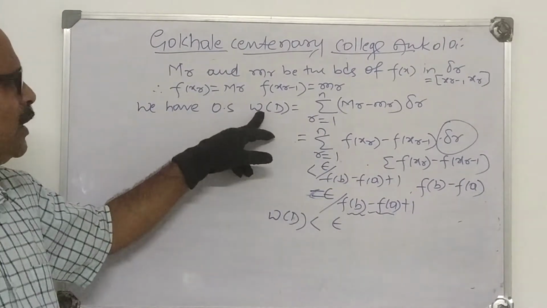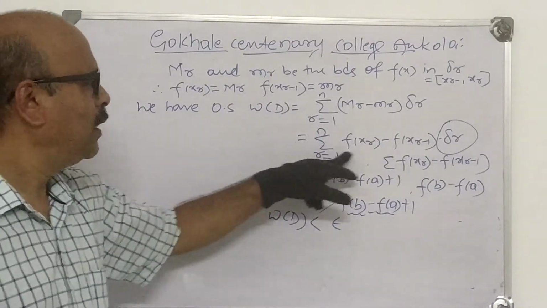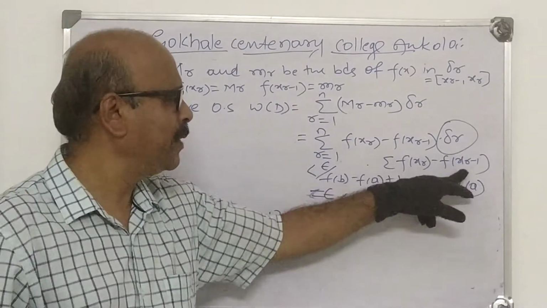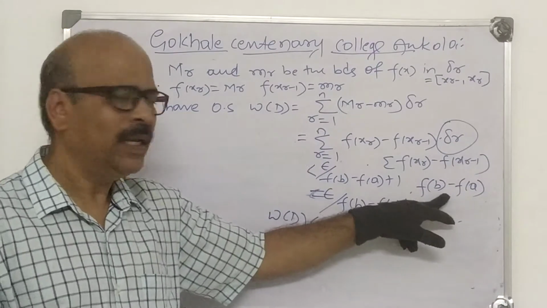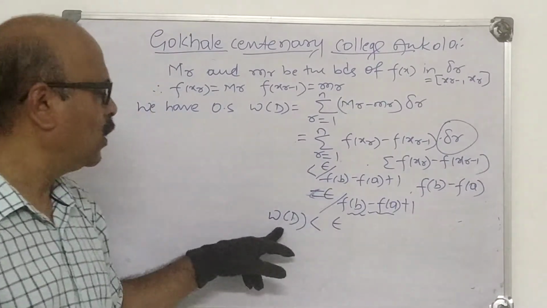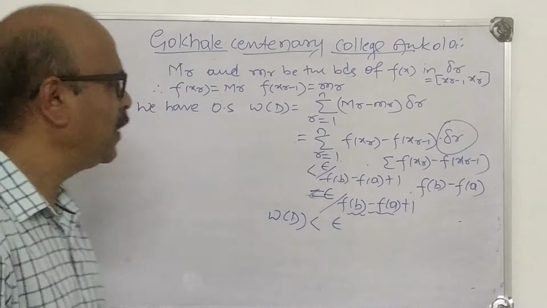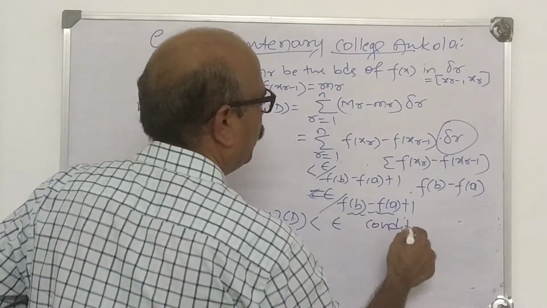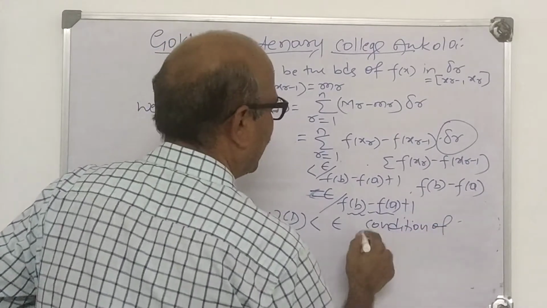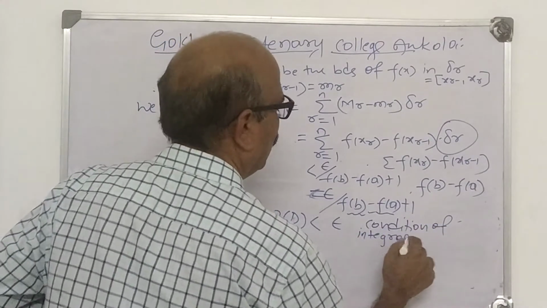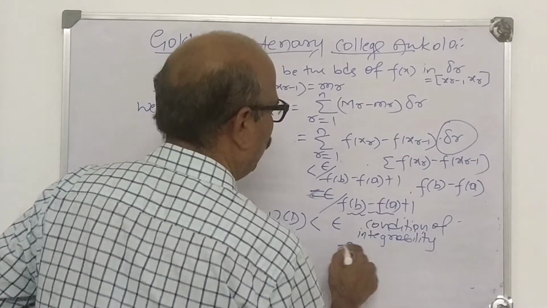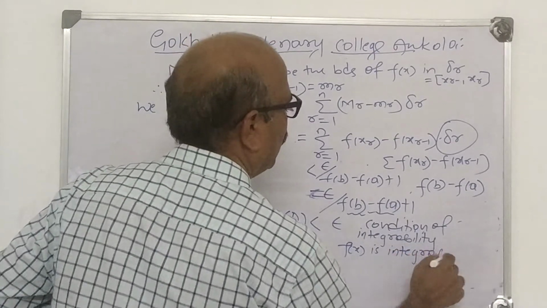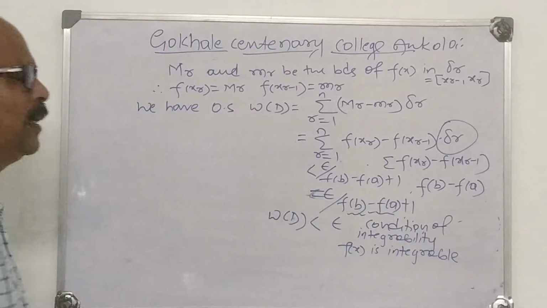Then the oscillatory sum omega D is defined by this. Delta R is less than epsilon by fb minus fa plus 1, into sigma of f of x_r minus f of x_r minus 1, which is fb minus fa. So the oscillatory sum is less than epsilon. Therefore, by the condition of integrability, f(x) is integrable. Hence, every monotonic function is integrable.